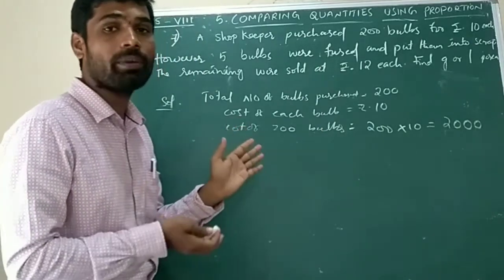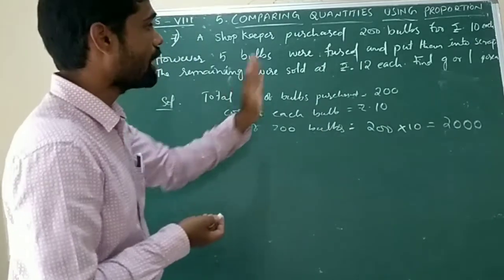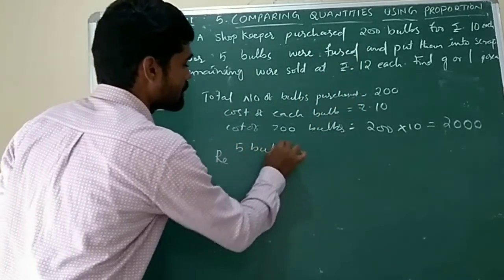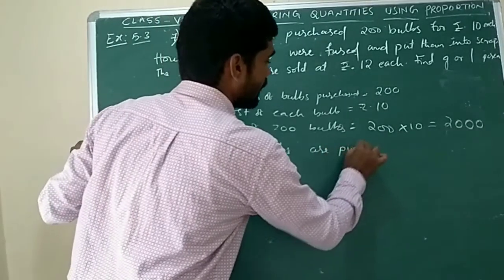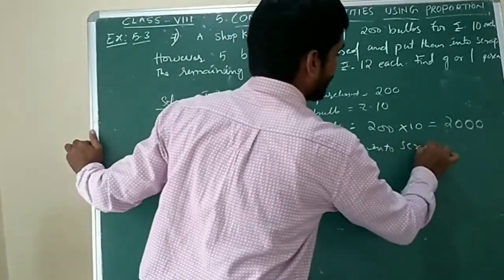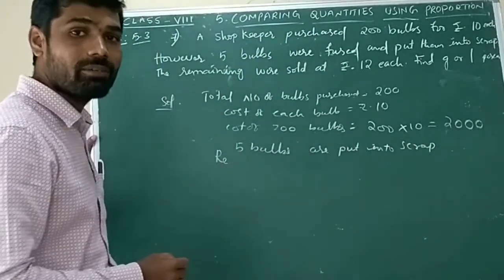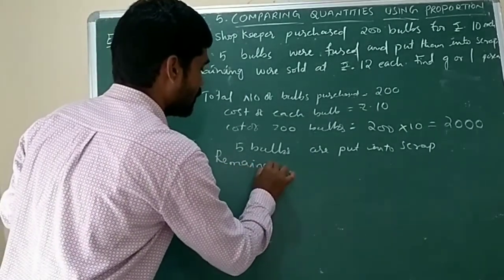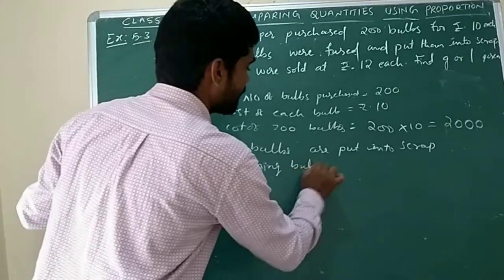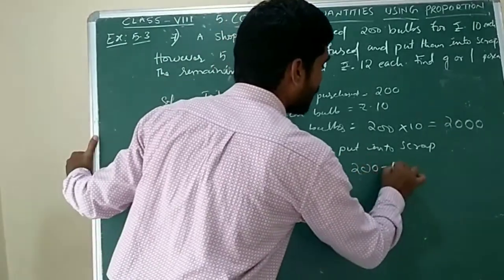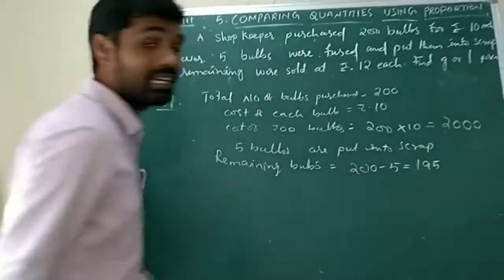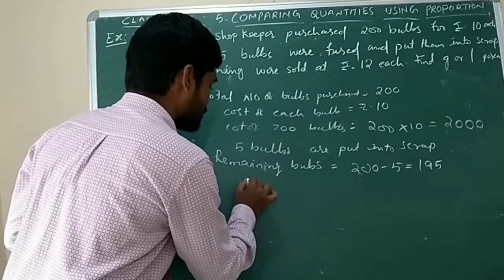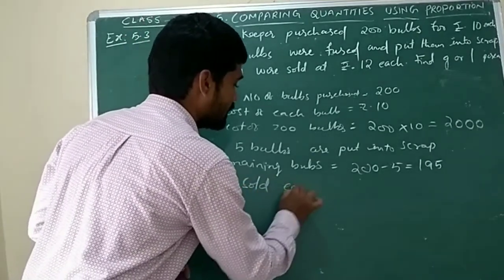So first let us find how many bulbs are used. So 5 bulbs are put into the scrap, meaning out of 200, 5 bulbs are damaged. So the remaining bulbs are how many? 200 minus 5 is equal to 195 bulbs. So at what price did he sell each one now?